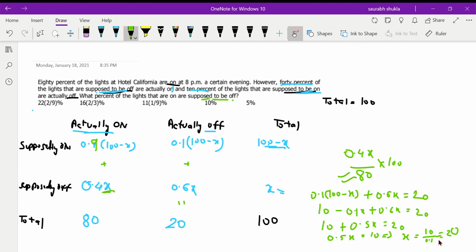Alright, so now that you have the value, x is 20, you can substitute this value over here. So what will you get? You will get 0.4 into 20 divided by 80 into 100. And what do you get here? 4 times 0.1... 10. So the answer is 10%. So your answer is 10%, guys.